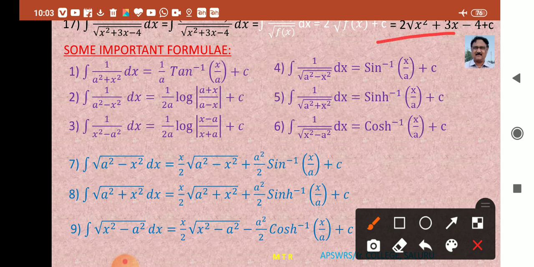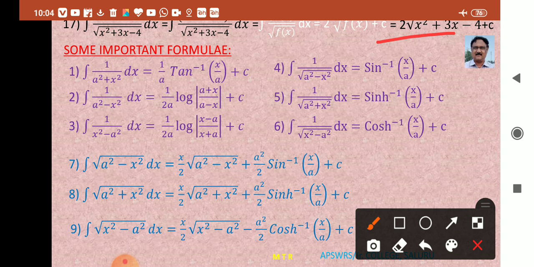Now we learn some more important formulas for 7 marks problems. These 9 formulas are very important in your 7 marks problems. In this chapter there are 2 7 marks problems. For these problems you must know these 9 formulas. 3 are one set, 3 are one set, 3 are another set.